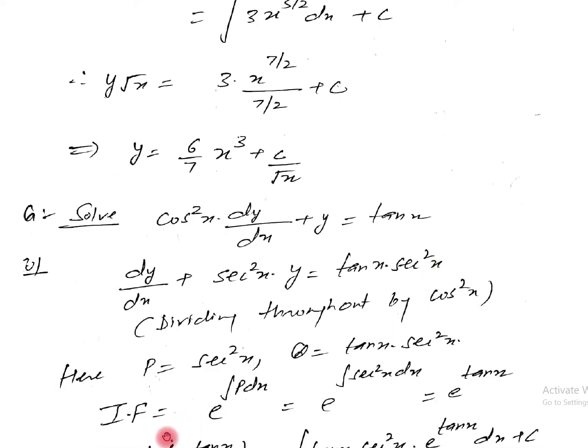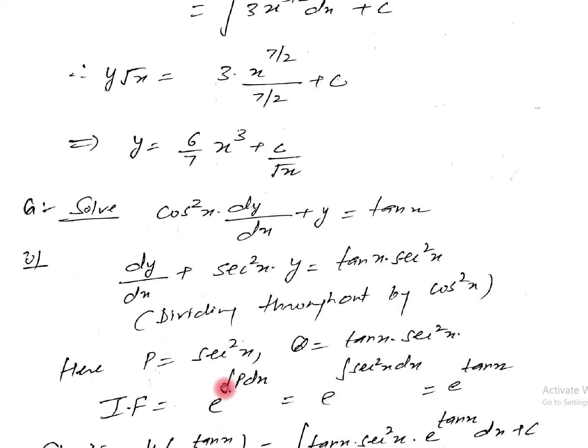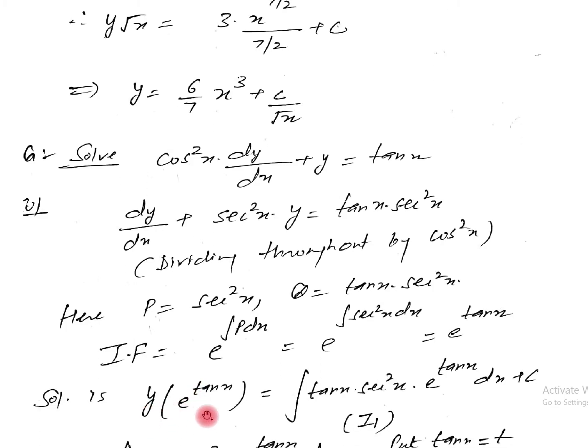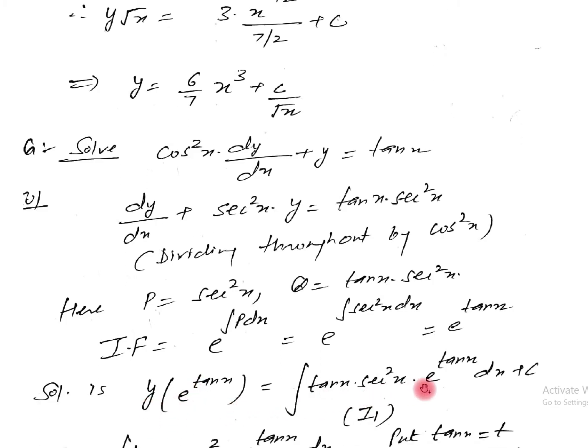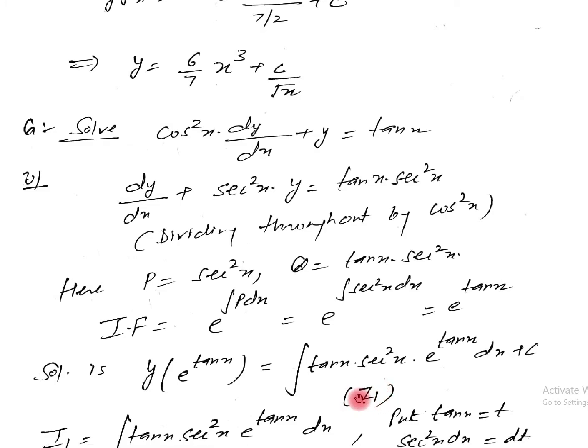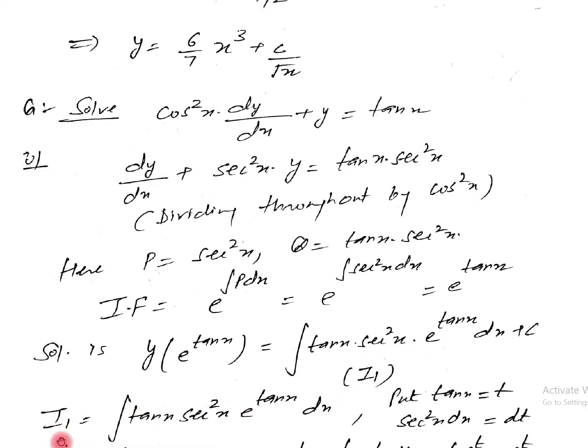Let us first find the integrating factor, e raised to power integral of p dx. This is equal to e raised to power integral of secant square x dx, which is equal to e raised to power 10x. Therefore the solution is y into integrating factor equal to integral of q into integrating factor dx plus c. Let us solve this integral. We denote it by I1. Let us find out the integral of it.